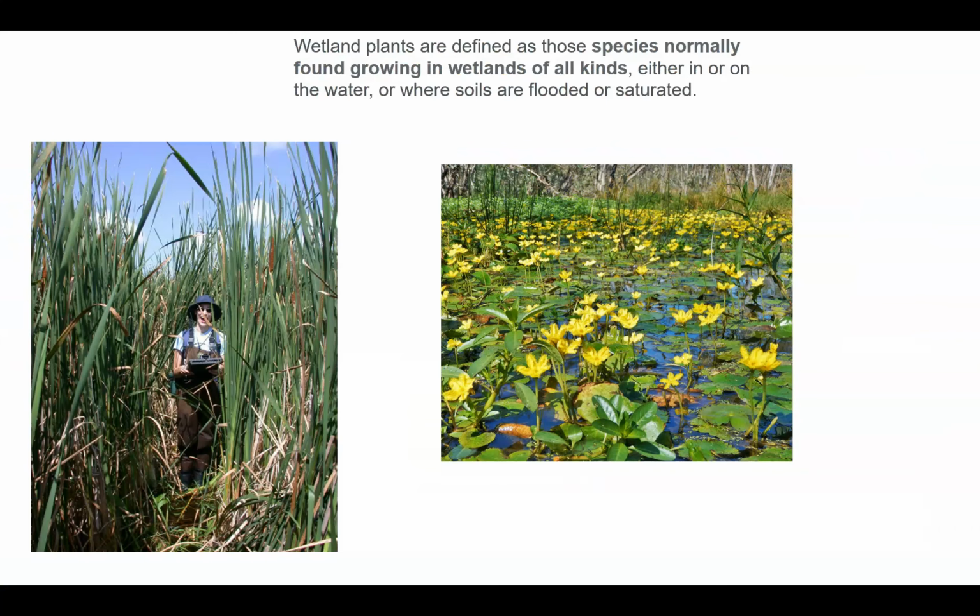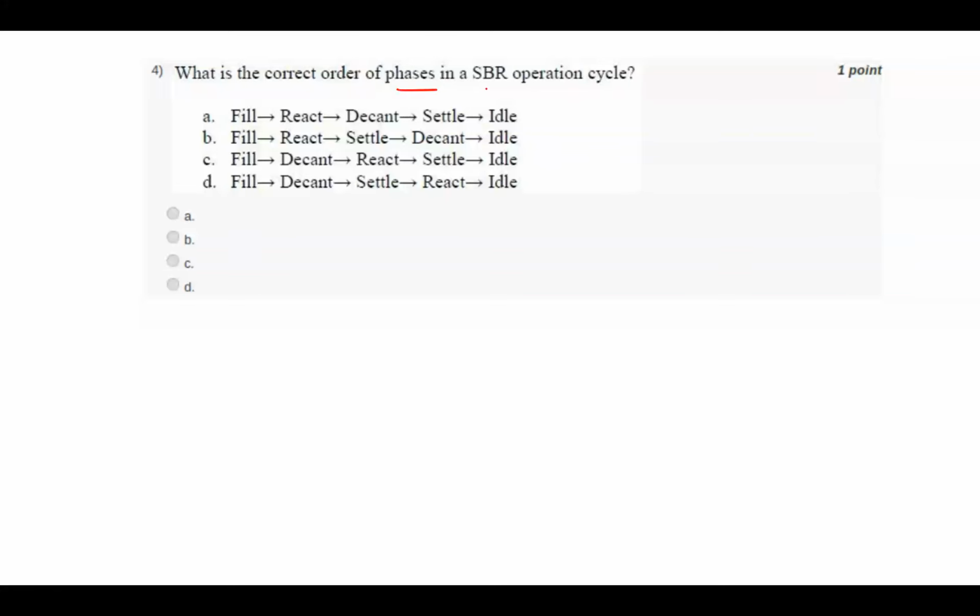So this is also wetland pictures. Now, what is the correct order of phases in the SBR operation cycle? Sequential batch reactor cycle. Four options are given. Which one is the order? Any idea? Okay, option B is the right answer: fill, react, settle, decant, idle.